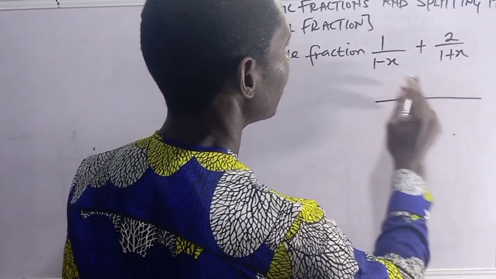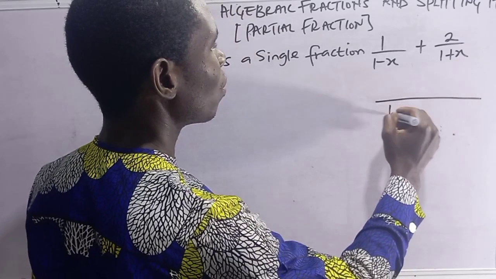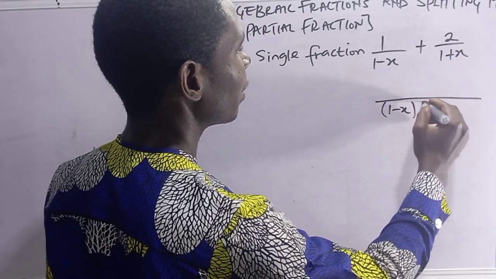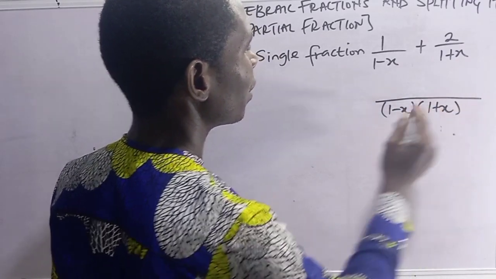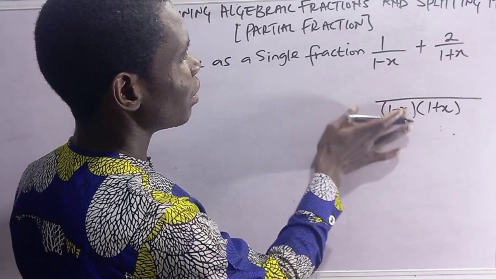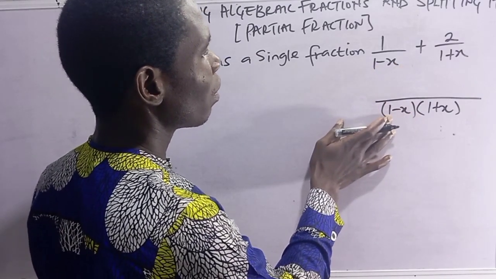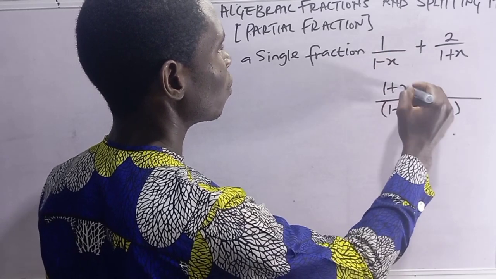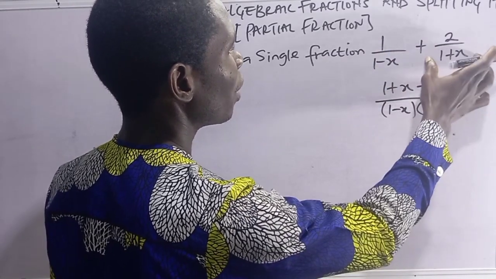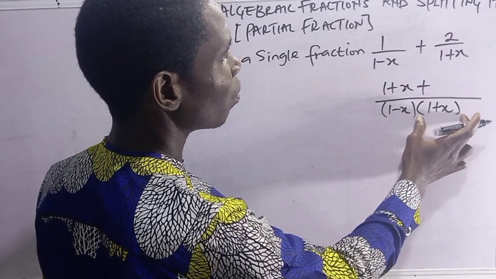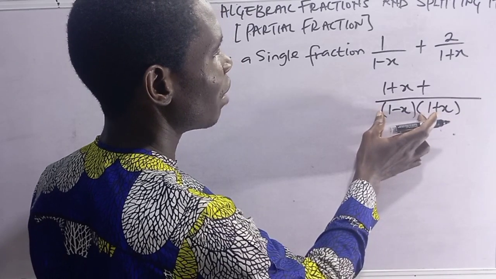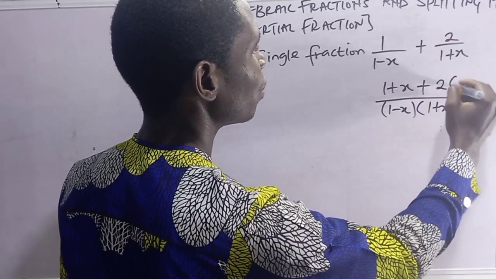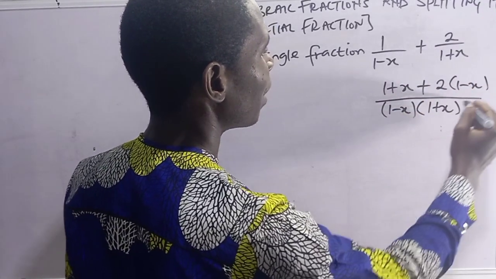So here we have the product of the denominators, 1 minus x, 1 plus x. So 1 minus x cancels out 1 minus x. 1 plus x times 1 gives us 1 plus x. Plus, here 1 plus x cancels out 1 plus x. What is left is 1 minus x times 2, which is 2 into 1 minus x.